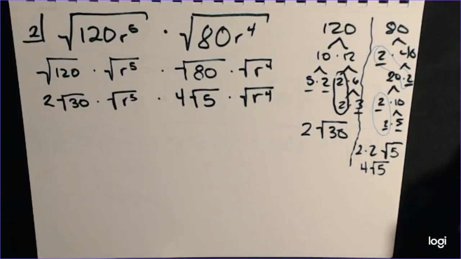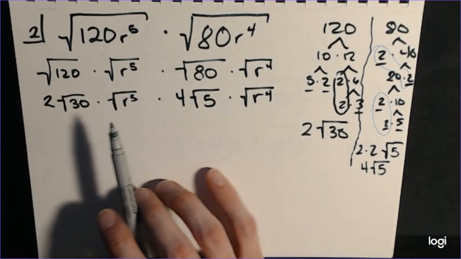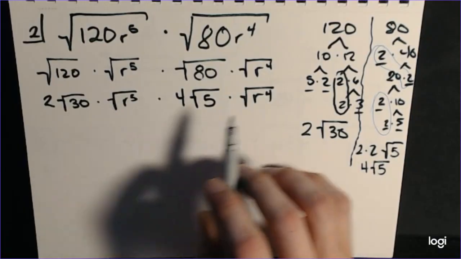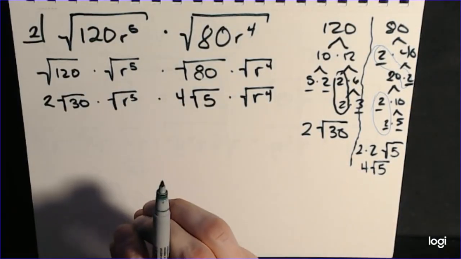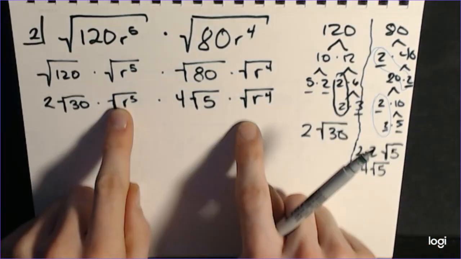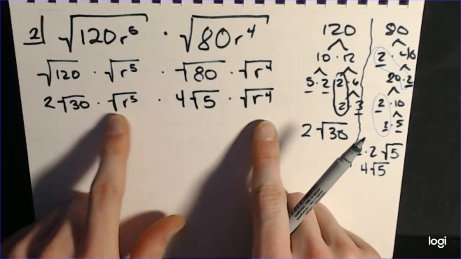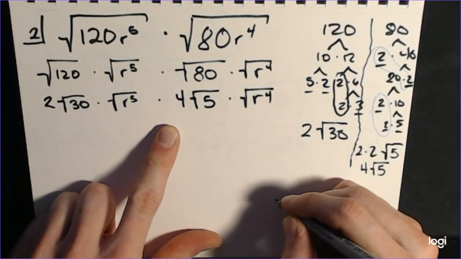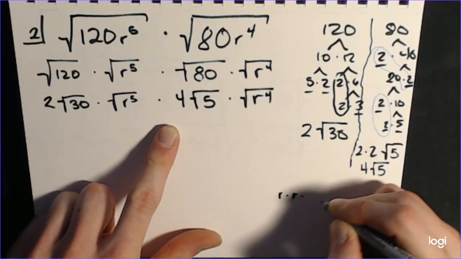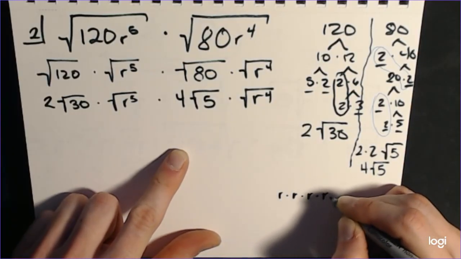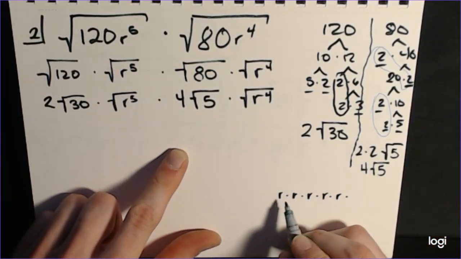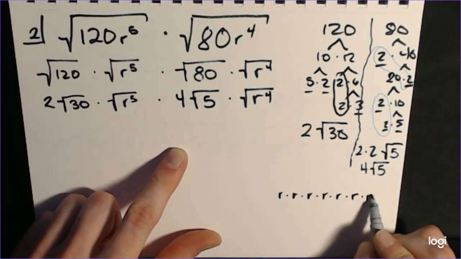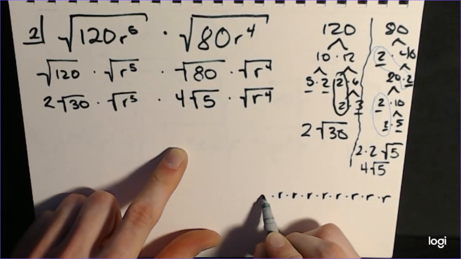Okay, now we have all of these r's. So we have 5 r's and we have 4 r's. We can combine them together because the identity says that if 2 radicals are multiplied together, we can combine them. So that just means we have 5 plus 4, we have 9 r's. Okay, so I normally have a quicker way of doing this, but I like to write it out to illustrate. So it's 1, 2, 3, 4, 5, 6, 7, 8, and 9.